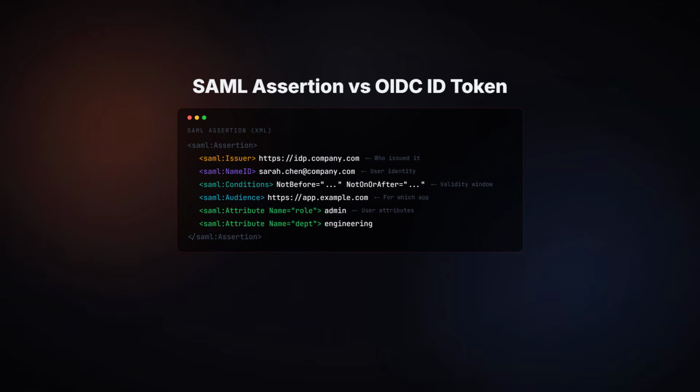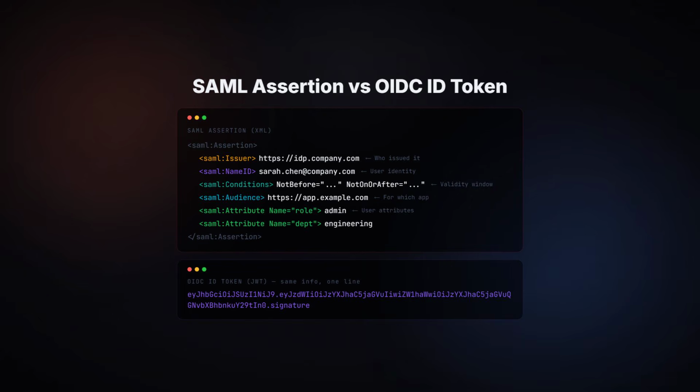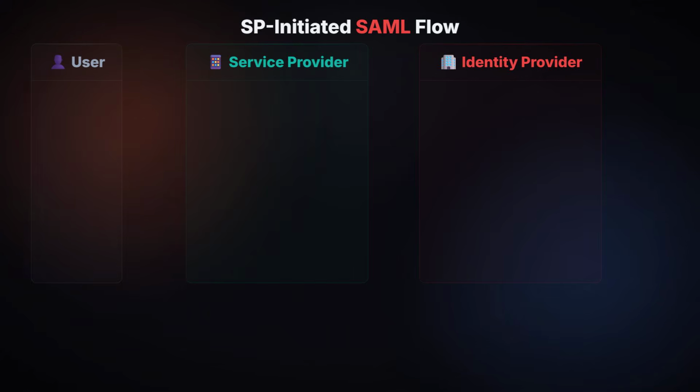A SAML assertion is packed with nested tags, namespaces, and angle brackets. Compare that to an OpenID Connect ID token, usually just a compact JSON web token, or JWT. Same information: who the user is, who issued the token, and which app it's meant for. But instead of kilobytes of XML, you get a compact JSON-based token that can be decoded in a single line of code.